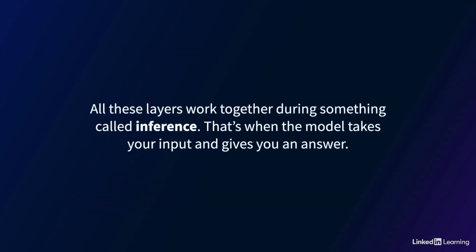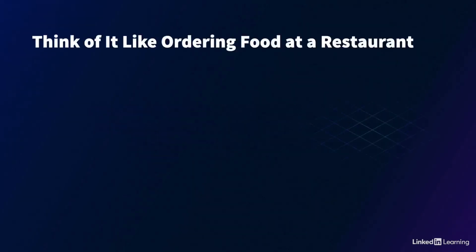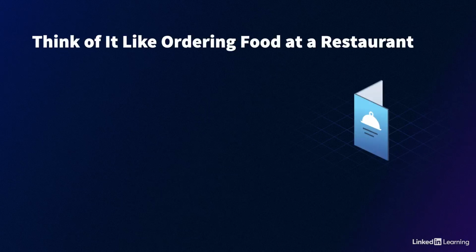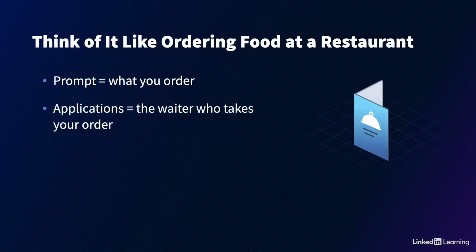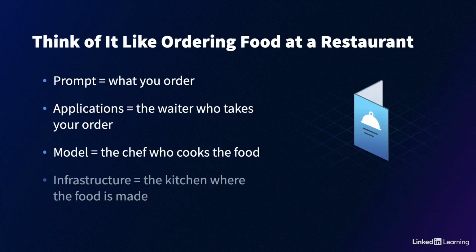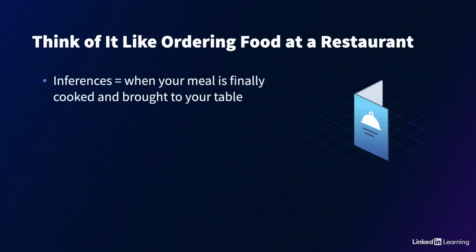All these layers work together during something called inference. That's when the model takes your input and gives you the answer. Think of it like ordering food at a restaurant, where the prompt is what you order, the application is the waiter who takes your order, the model is the chef who cooks the food for you, and the infrastructure is the kitchen where the food is made. And inference is when your meal is finally cooked and brought to your table.